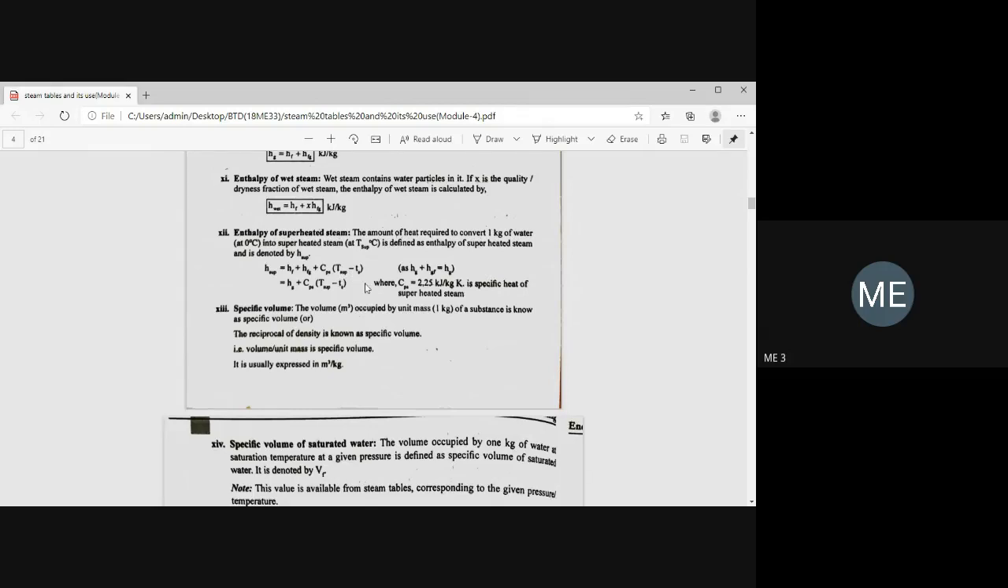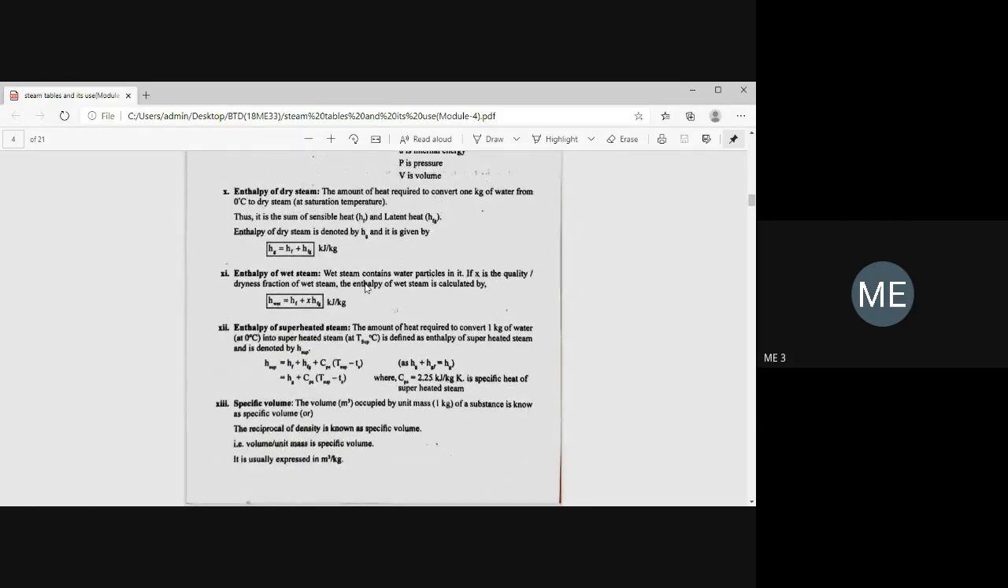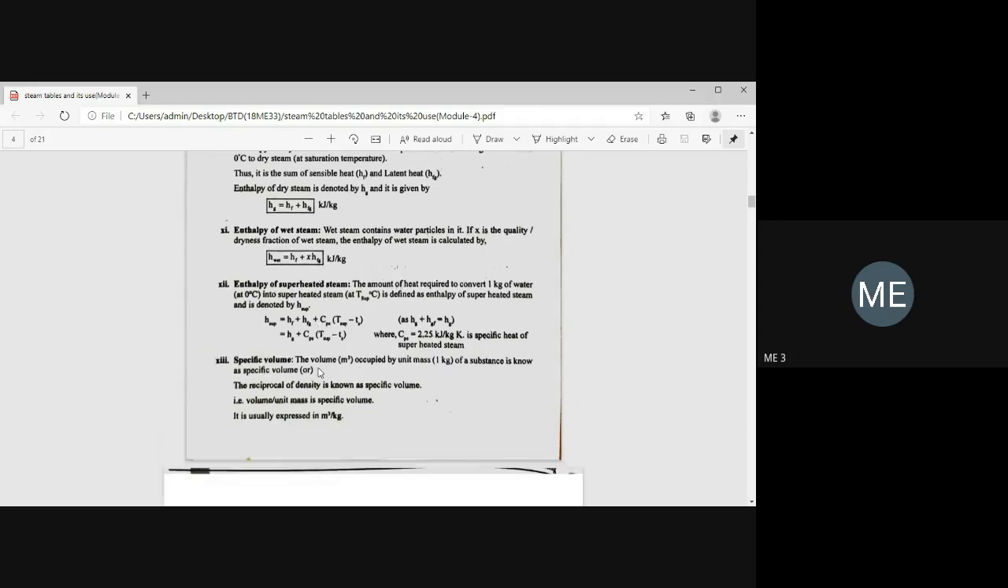Okay, these are the four formulas you should remember. One is enthalpy of dry steam, Hf plus Hfg, that is sensible heat plus latent heat. Enthalpy of wet steam is sensible heat plus dryness fraction into the latent heat, and the enthalpy of superheated steam is Hf plus Hfg plus Cps into superheated temperature minus saturation temperature.